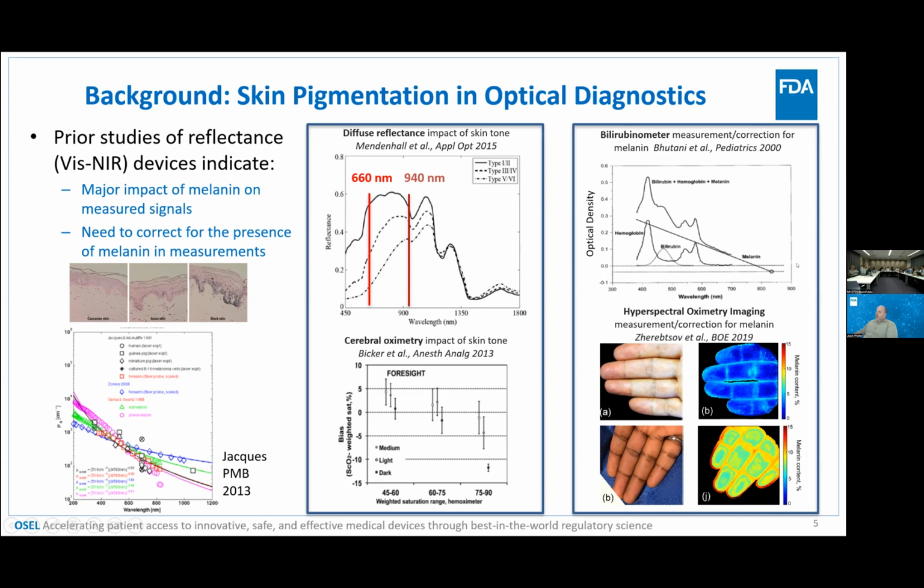So this impact of melanin is really well known, and devices' algorithms have essentially been designed around this and to correct for it. Similarly, in hyperspectral oximetry, melanin is quantified and then essentially extracted from the optical signal to get at the underlying oxygenation levels.